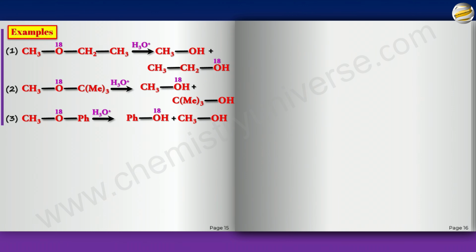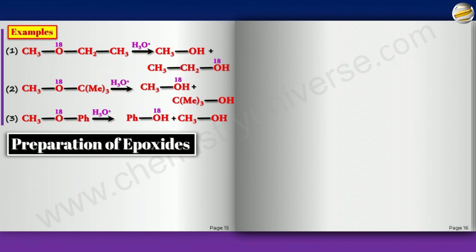Now, the last part is the preparation of epoxides, because they are very special ethers as they are cyclic, as well as the carbon-carbon bond still exists. So we've already done the preparation. I'm just going to recollect them from peroxides.